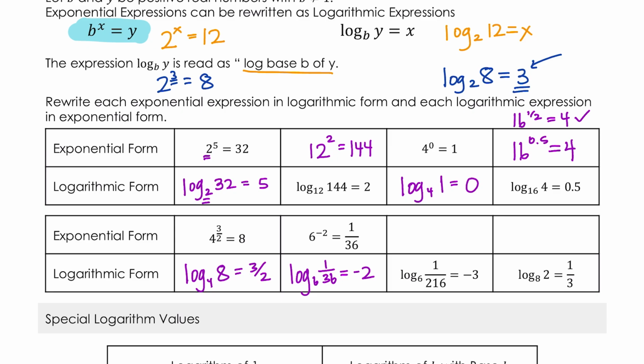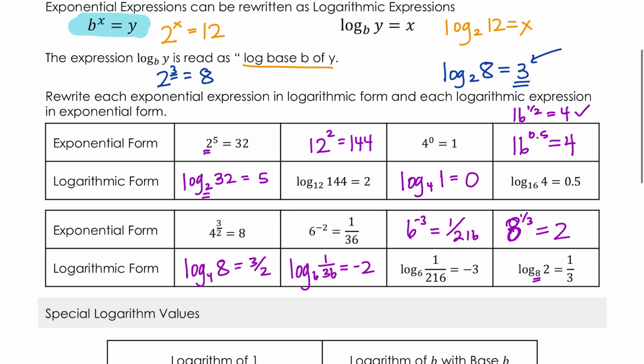This next one is kind of doing the opposite. It's saying instead of the log, we want to go to exponential. So 6 to the -3rd power is going to be 1 over 216. And then our last one, 8, always the base here is the base here. 8 to the 1/3 power, or the cube root of 8, is 2. Okay, so just rewriting.